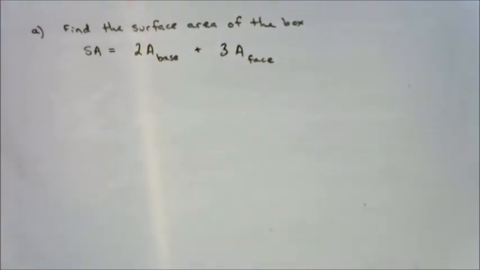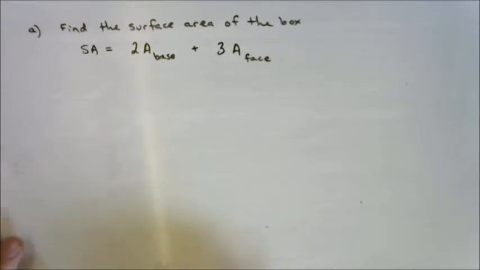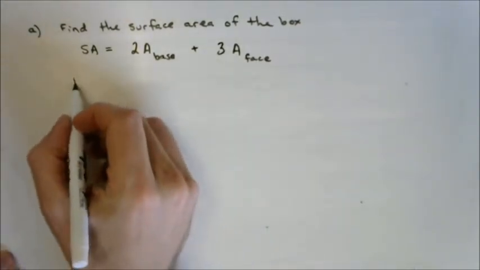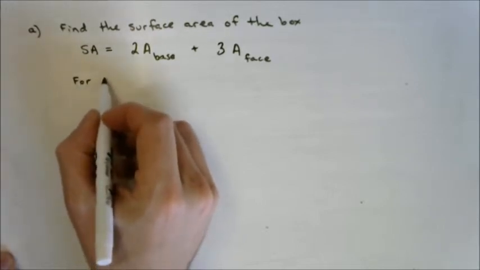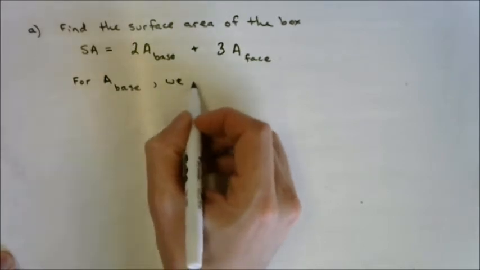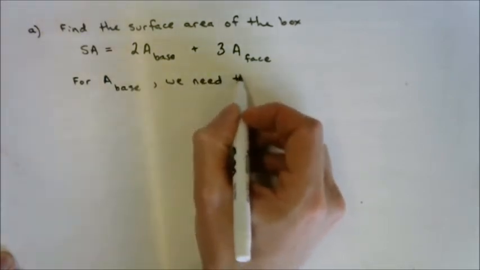Okay, we can't solve that right off the bat. We're going to need to do some side work for the area of the base. Why is that? Because it's a triangle, and we don't know the height of the triangle. So for the area of the base, we need the height.